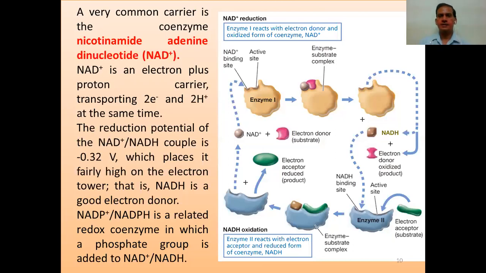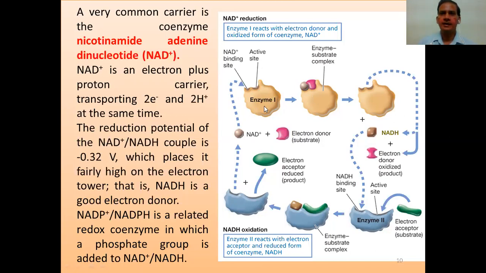Okay, so let's see this particular example. Here we have this NAD plus and we have an electron donor, a substrate. So when this NAD plus and the electron donor bind to an enzyme which has a specific NAD plus binding site and the active sites.